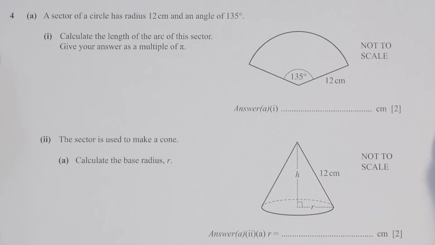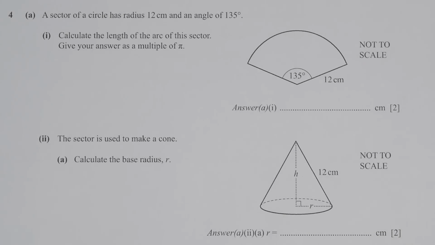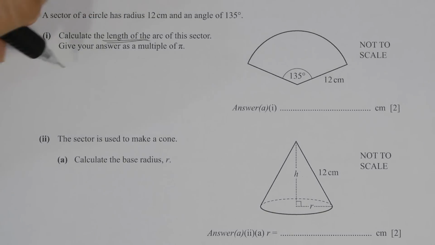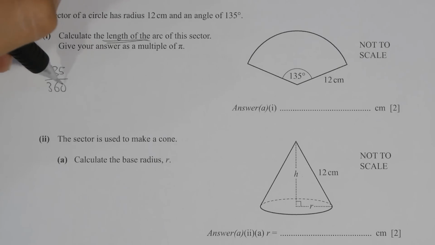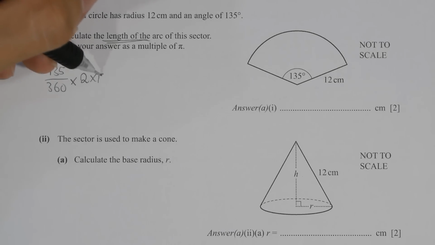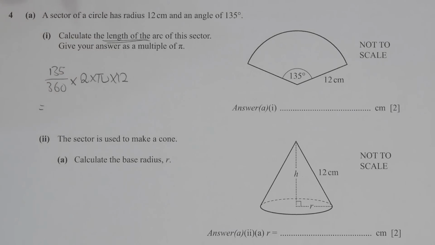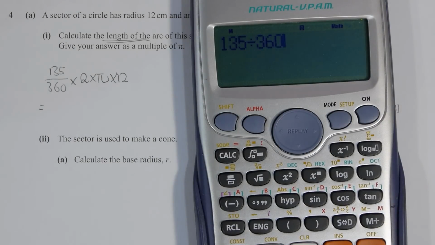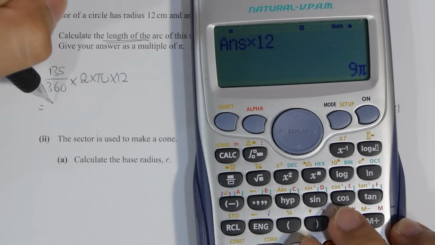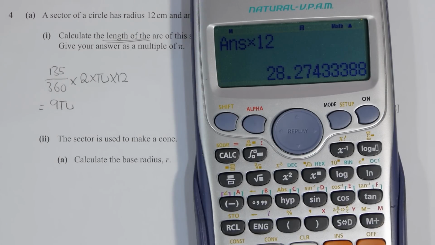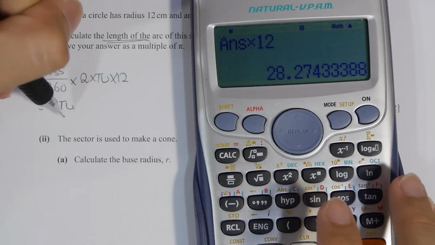4A. Calculate the length of arc of this sector and give your answer as a multiple of pi. So this one is actually 135 over 360 times 2 pi r, and our r here is 12. So the answer will actually be 9 pi, or 28.27.